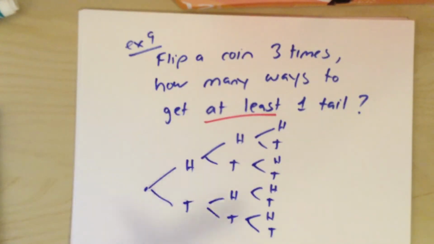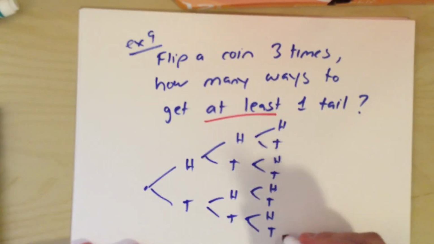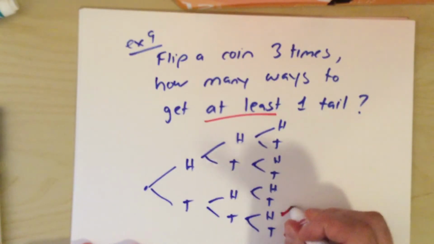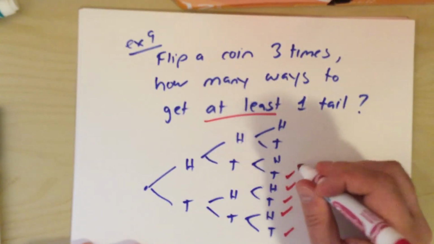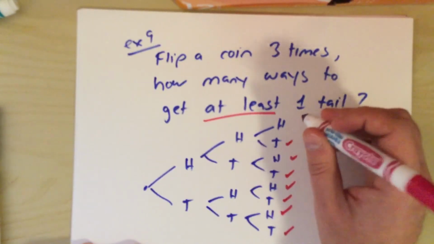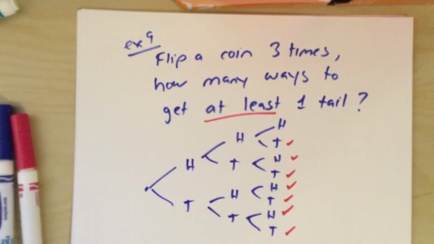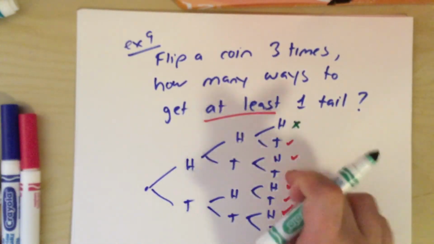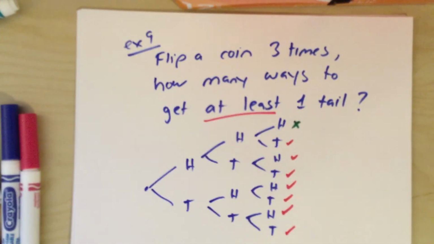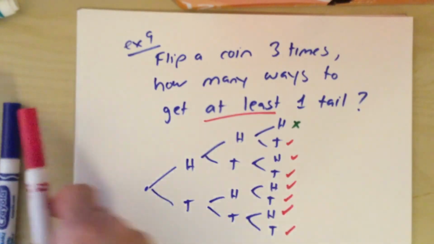What we could say is, okay, so this has at least a tail, and this one has at least a tail, and this one has at least a tail. This one only has one, but it's still at least one. This one, this one, this one, oh, and this one does not. And we can add it up, and there's 1, 2, 3, 4, 5, 6, 7. There's 7 ways to get at least one tail.